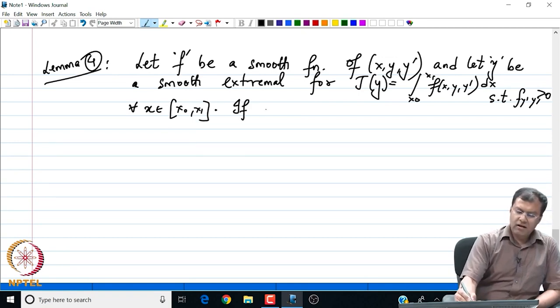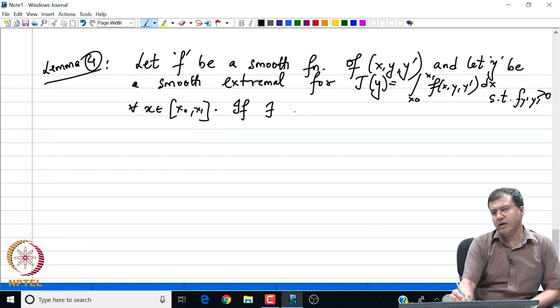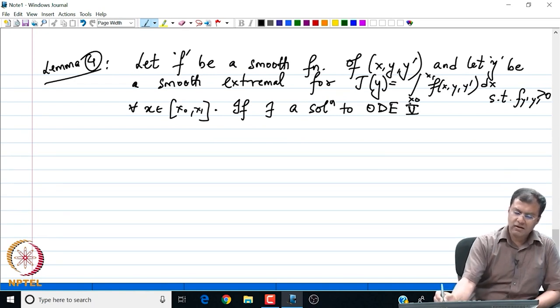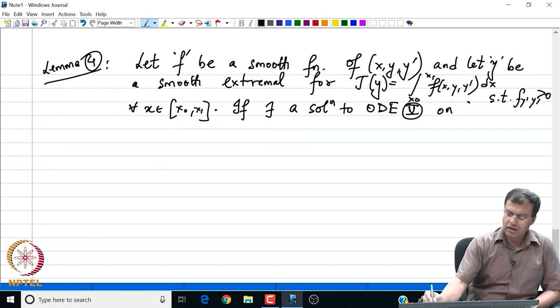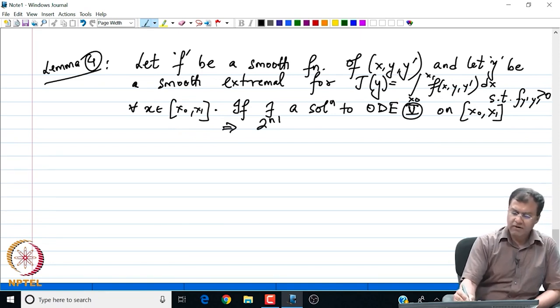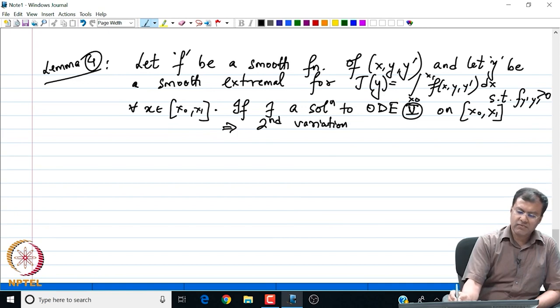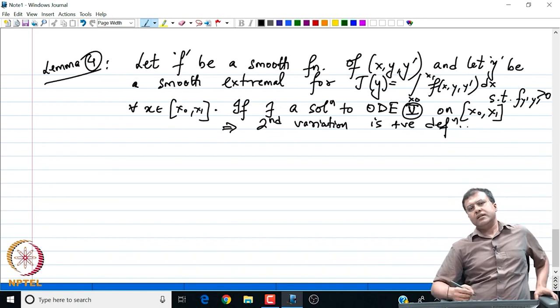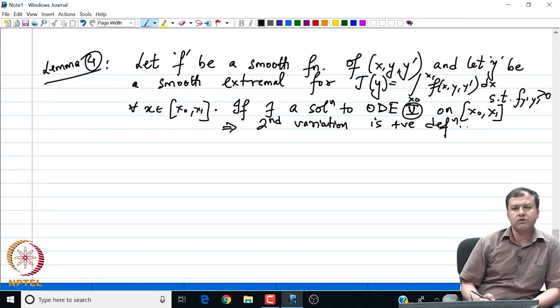Then if there exists a solution to the ODE that I had just mentioned, the ODE 5, on the entire interval, it implies that my second variation is positive definite. So all I have to do is find the solution to the ODE that we had assumed, provided that the solution exists. Let us now focus on the solution to the ODE.